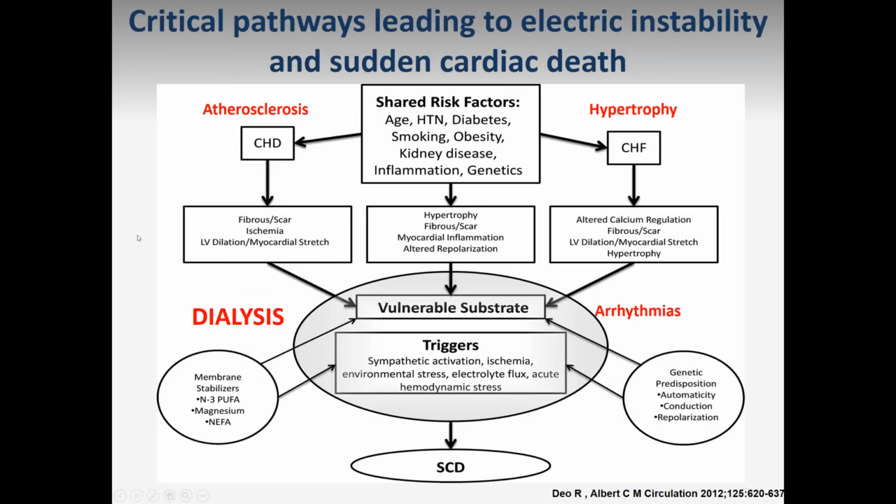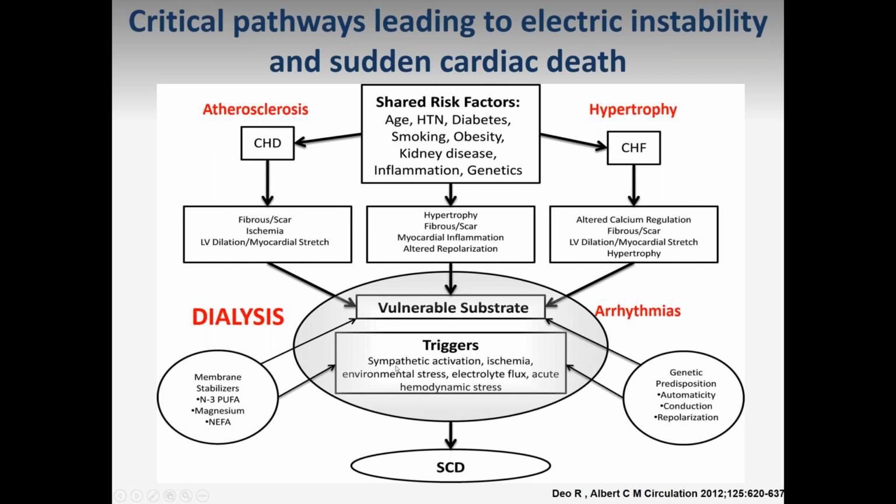So when we go back to these critical pathways, I think what I was trying to show is that even though we've done studies taking a look at atherosclerosis in the dialysis population, what we haven't really taken a look at is what happens when you've got atherosclerosis, hypertrophy, and arrhythmias, and you have this vulnerable substrate. What are the triggers that ultimately lead to sudden cardiac death?